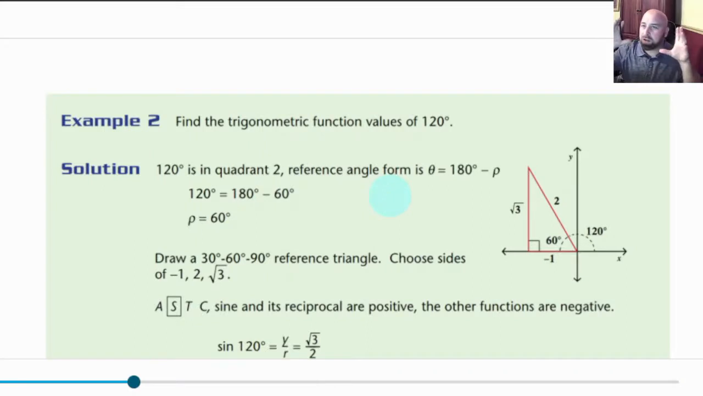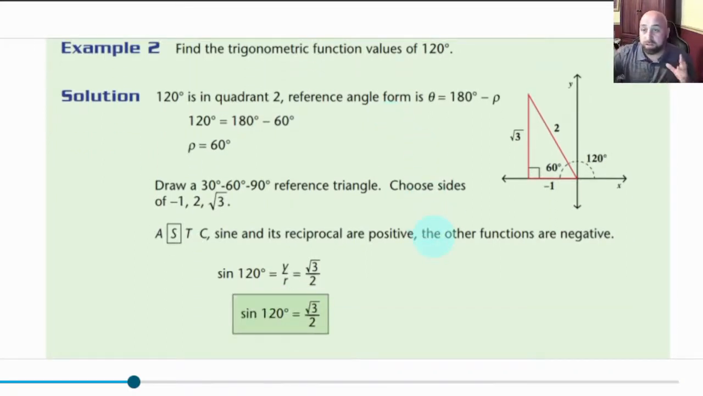You'll see how this all comes together in a few lessons, and we're going to put a bunch of stuff together in one massive, huge chart that you can continue to go back to all the time. All right, so example 2. Find the trigonometric function value of 120 degrees. Now this one is not on your quadrantal angle list. So what are we going to do with this?